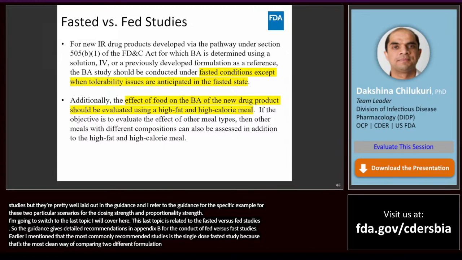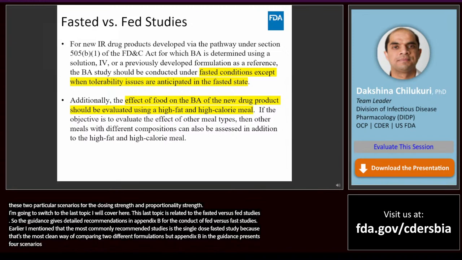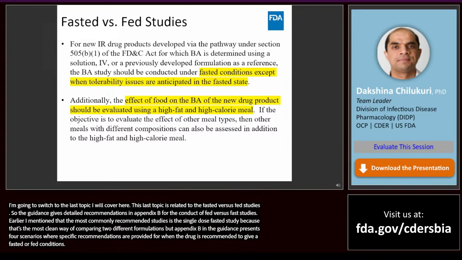But the Appendix B under the guidance presents 4 scenarios where specific recommendations are provided for when the drug is recommended to be given under fasted and fed conditions. So I will briefly describe these 4 in the next 3 to 4 slides.